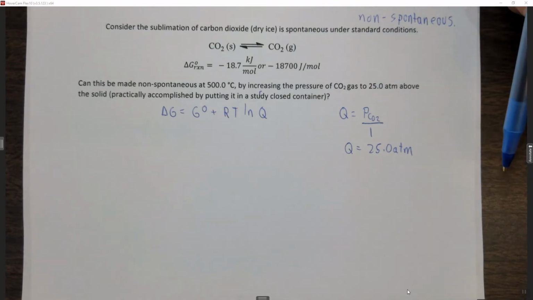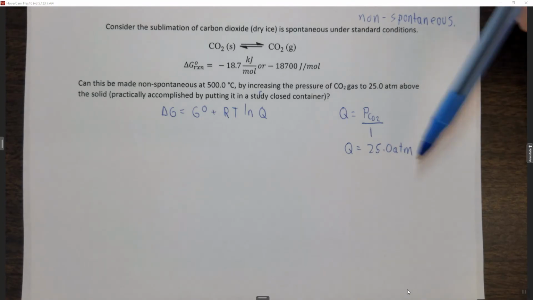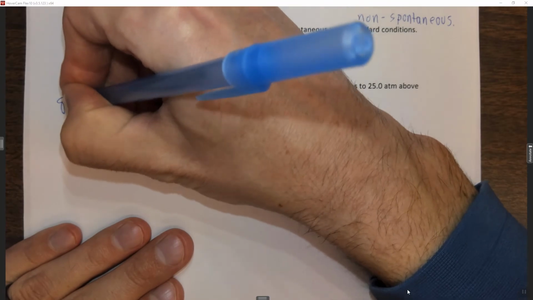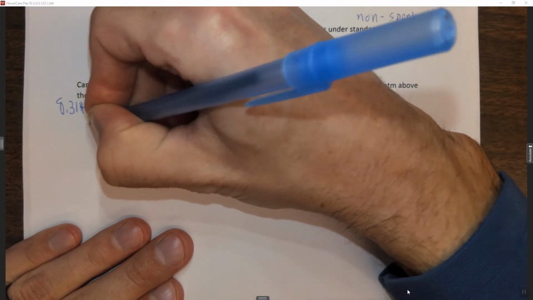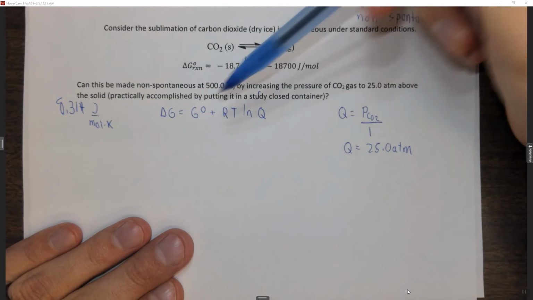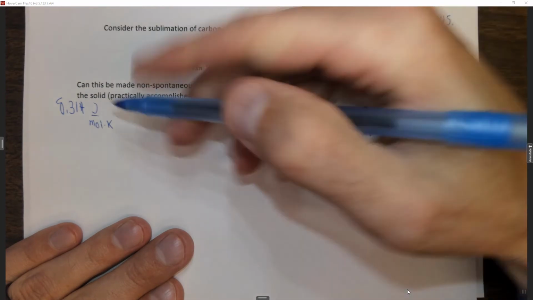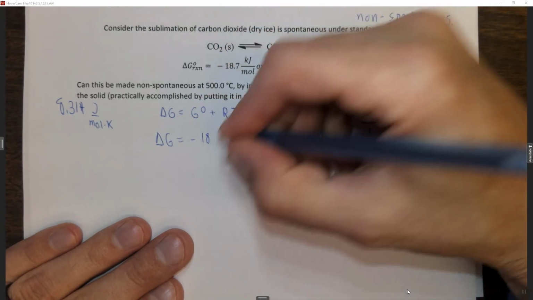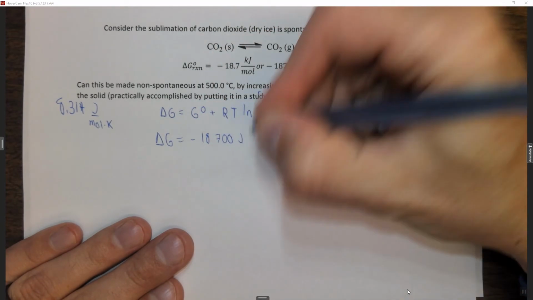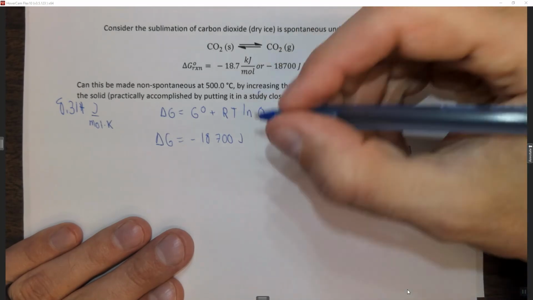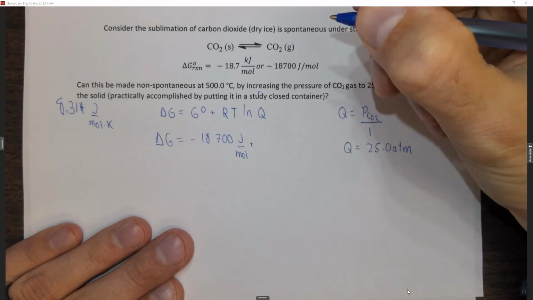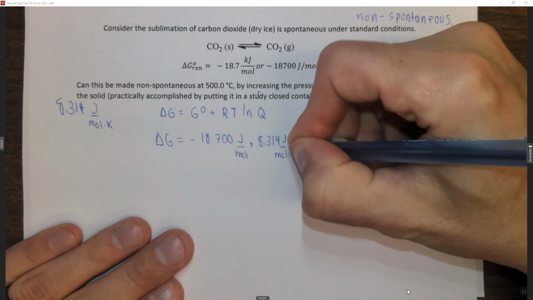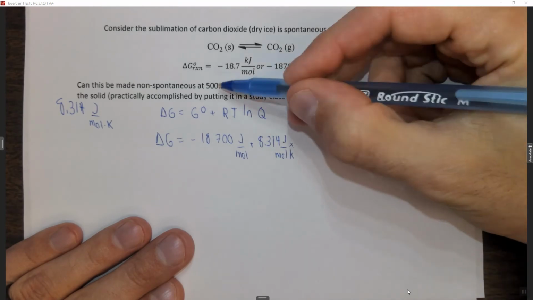So now we can plug into this equation. Remember that your R is 8.314 joules per mole K for this question because we want it in joules. This means that our delta G naught also must be in joules. So our delta G under the non-standard conditions is your minus 18,700 joules per mole plus 8.314 joules per mole K times the temperature, 500 degrees C.